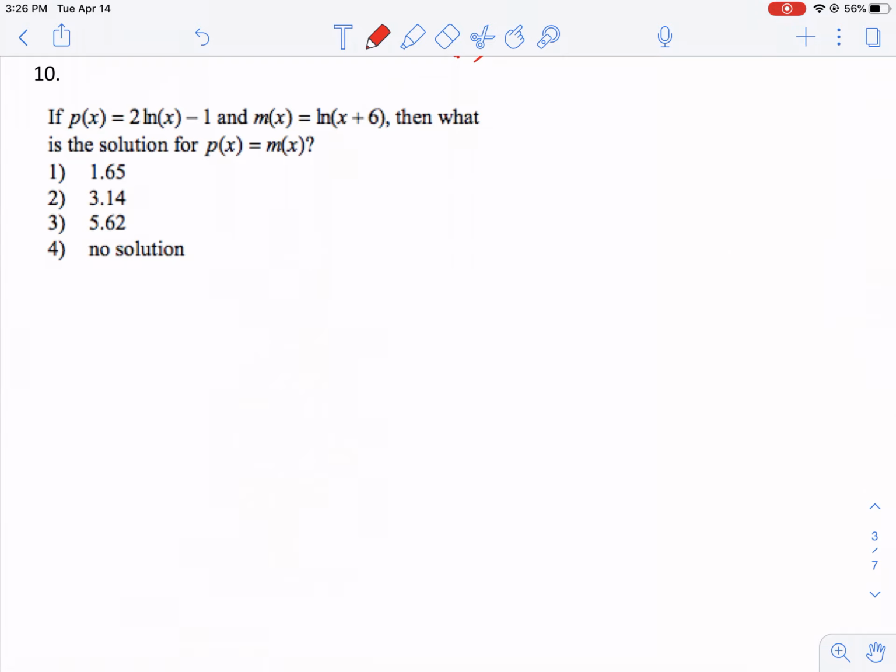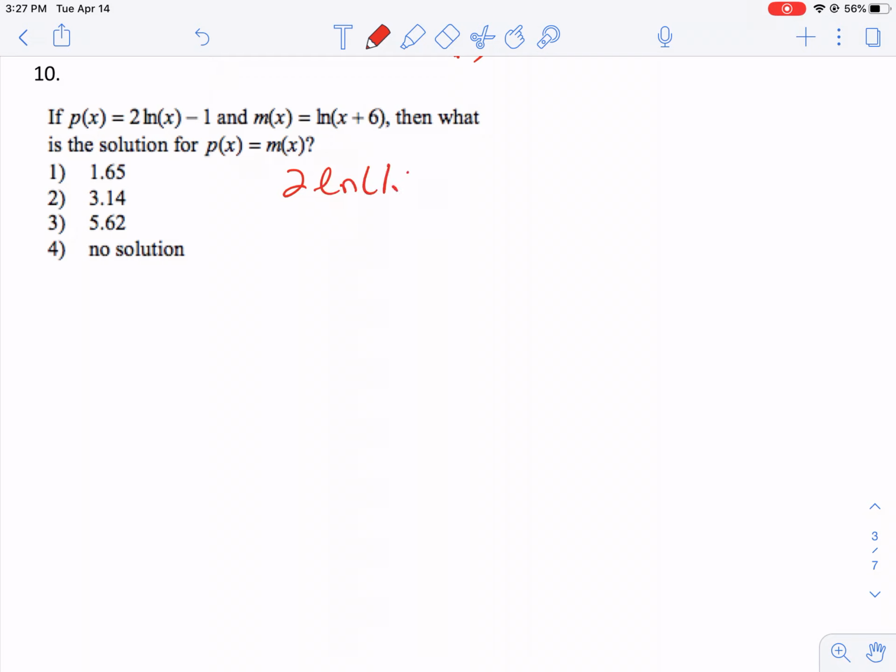Alright, number 10. P of x is equal to that equation. M of x is equal to that equation. What is the solution for when they are equal? Well, we've got a couple options here. We can graph it and see if we can figure it out that way. We could plug the answers in and figure it out that way. I don't suggest setting them equal to each other because you can't drop the logs on both sides unless you get them isolated, and in this case we aren't going to be able to do that easily. So I'm going to go for plugging in the answers.